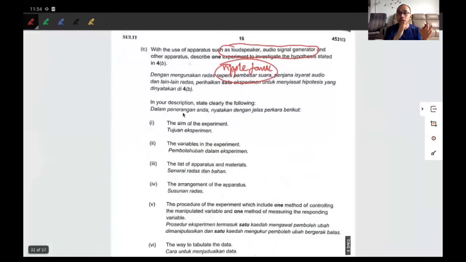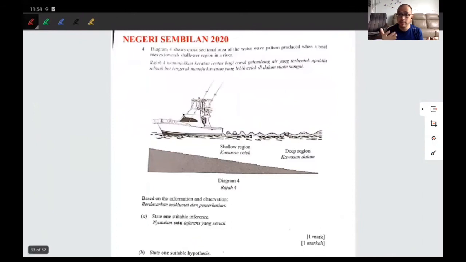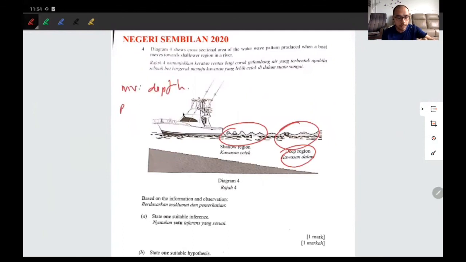So the first question we expect to come out this year is interference of sound waves, or interference of waves. You should know both. This is the next one that seems to be very popular this year, which is shallow region, look at the wavelength, deep region, look at the wavelength. So this seems to be the relationship between the MV, which is depth, and the RV, which is wavelength.